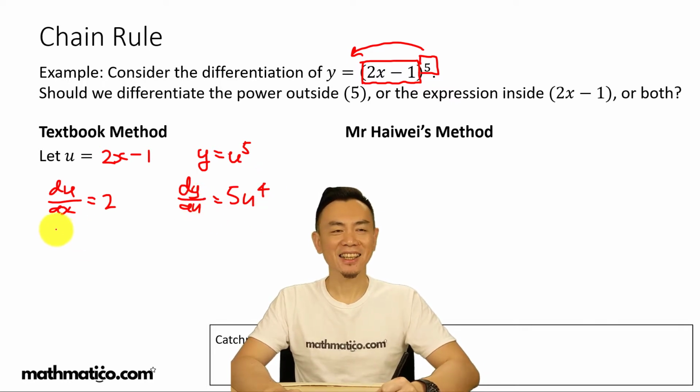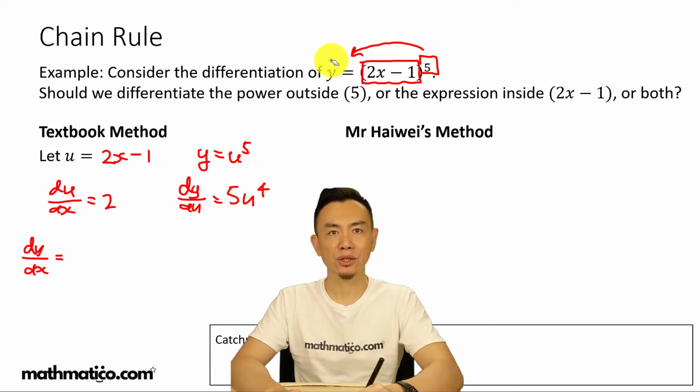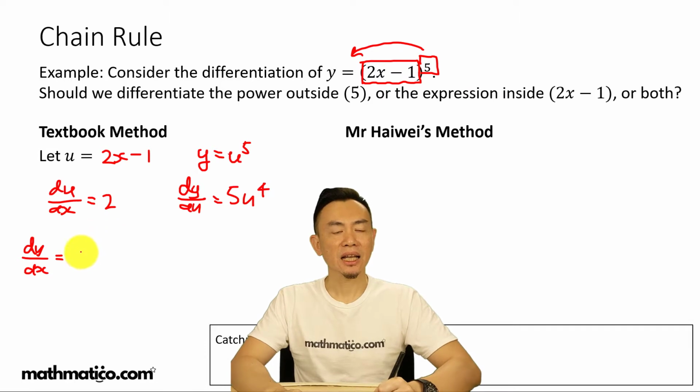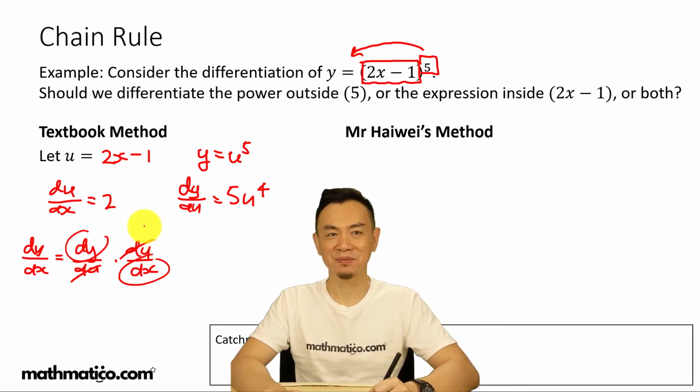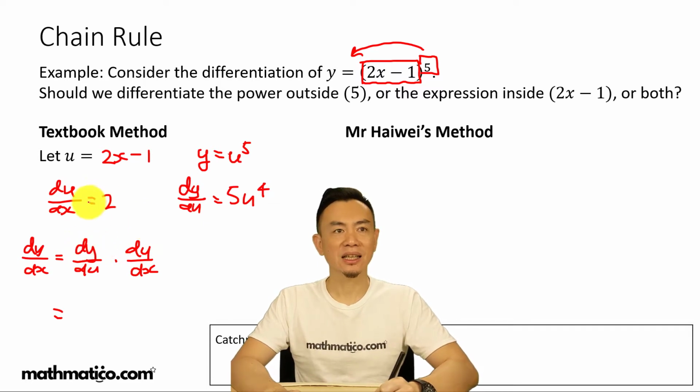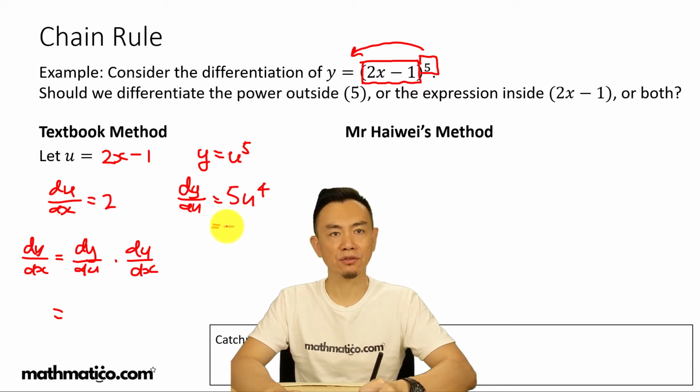Alright, so now the idea here is, if you want to find dy by dx, the differentiation of y, which is the original equation, then dy by dx is equal to dy by du times du by dx. So the idea here is this du is going to cancel and you get dy by dx. Now, we already have what dy by du is right here. dy by du is 5u to the power of 4, but 5u to the power of 4 is in fact equal to 5 times (2x minus 1) to the power of 4, right?